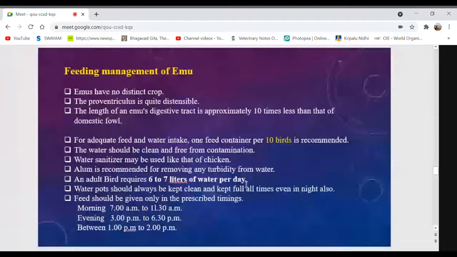Therefore, adequate water or water pots should be provided in the open space along with the feed. It should be given only at prescribed timing. It may be given in the morning during this period, in the evening during this period, or between 1 p.m. and 2 p.m. Any one timing we can follow, once a day, for their feeding. But it should be the same.